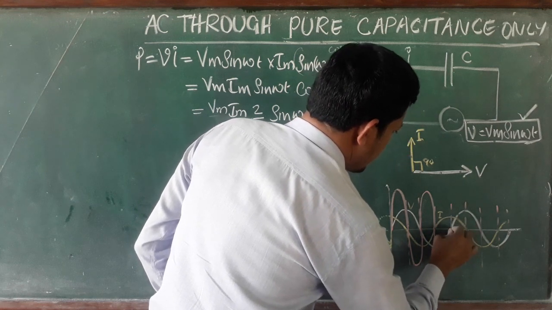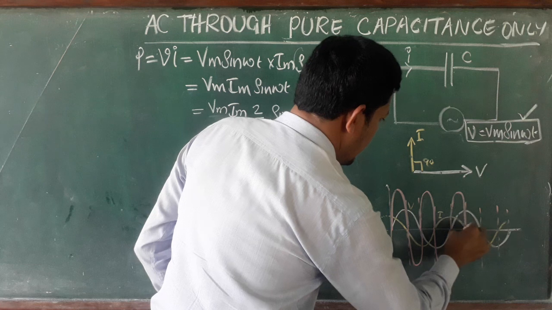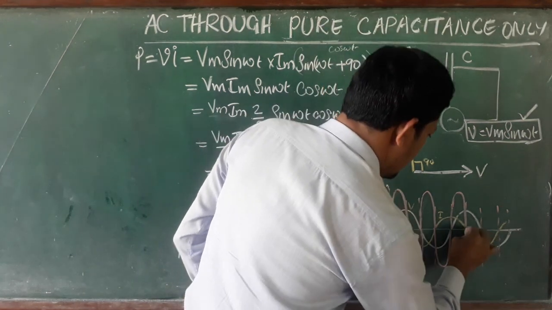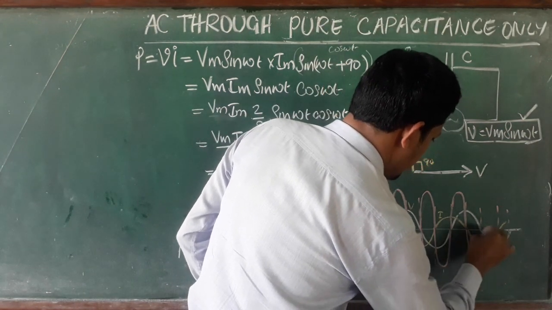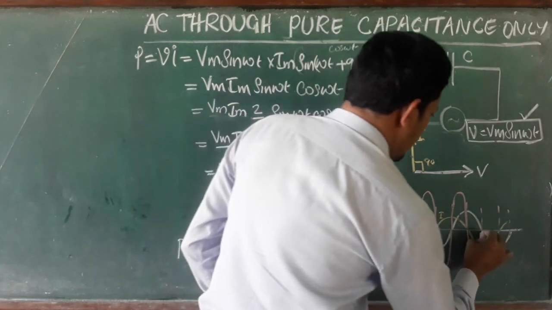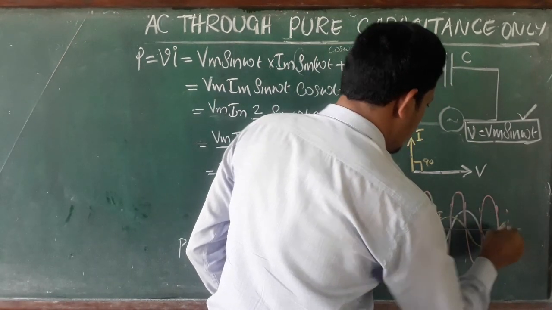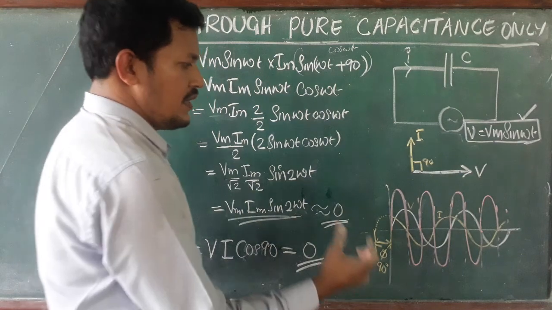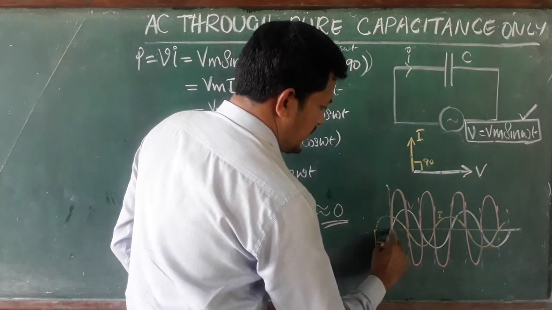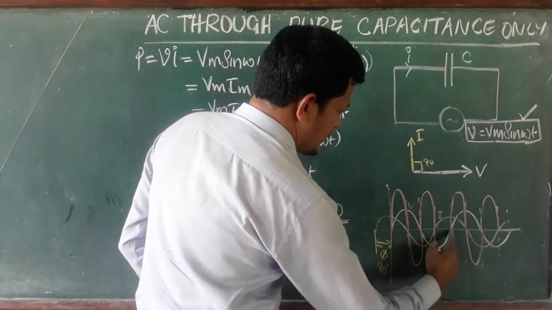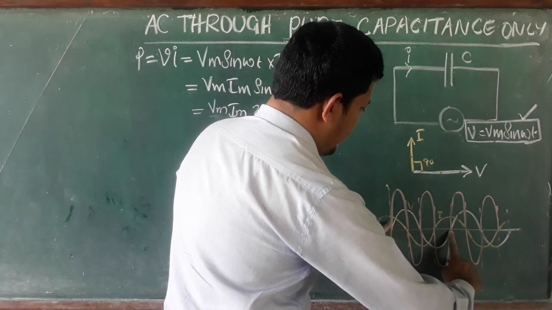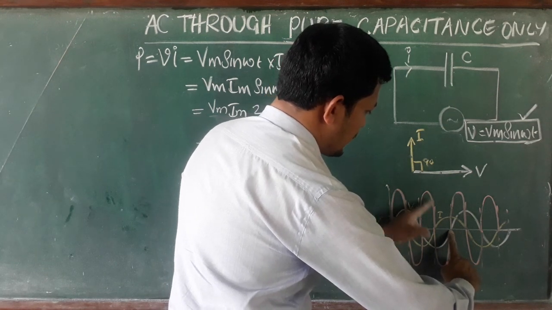Again positive, output is negative. Again positive, output is positive. Again positive, output is negative. Clear? Again negative, negative output is positive. Clear? So here the voltage waveform completes one cycle, which means the power completes two cycles.